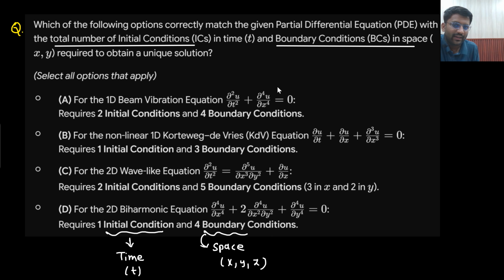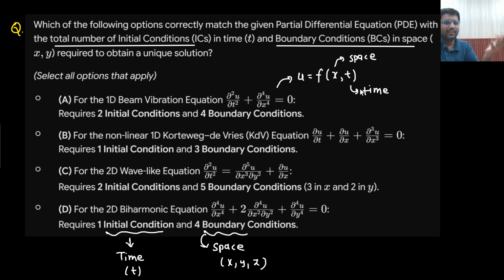So u here in this equation, what you can see is that, sir, u is a function of x and t, where x is space and t is time. It will be given in the question that x is space, t is time. But if it is not given, then by default you would know that x, y, z will be space, t will be time.